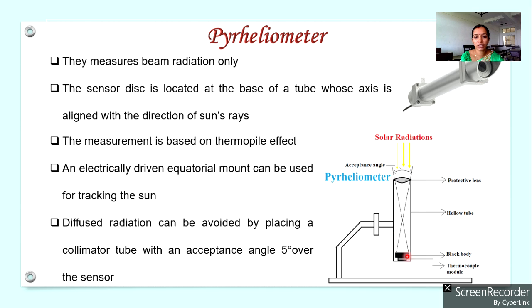This is our sensor which is coated with black color, and this tube will be having an acceptance angle of 5 degree only. So this is the acceptance angle. The maximum angle at which radiation can enter into this tube is limited to 5 degree. So direct radiation മാത്രമായിരിക്കും 5 degree angle വരുന്നത്, thereby preventing diffused radiation from entering into the sensor. So we will get the temperature of the direct radiation only. We will be using thermocouple or thermopile for measuring the temperature.